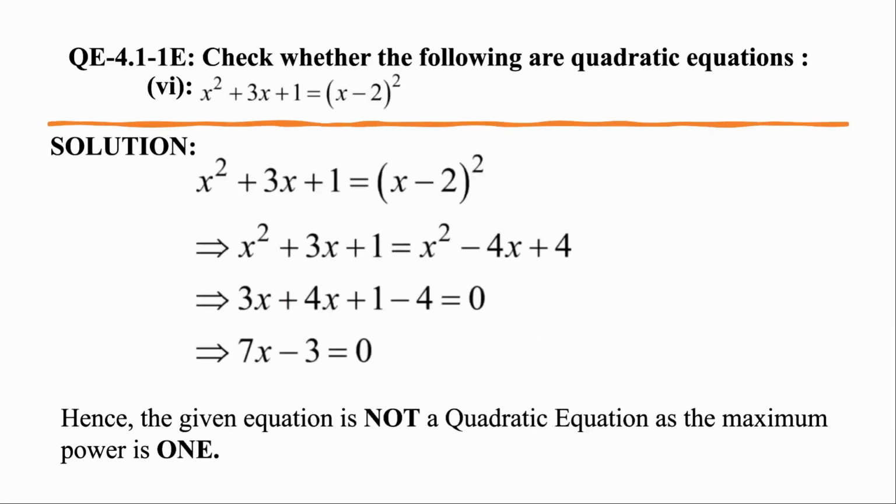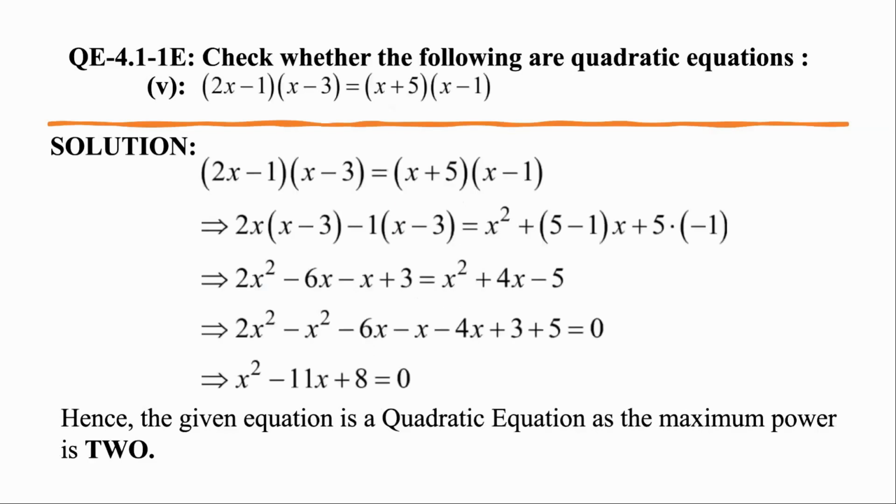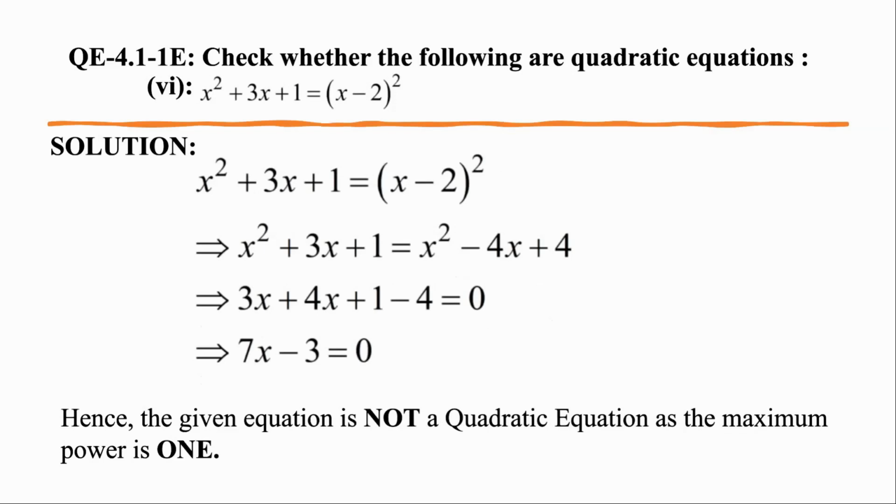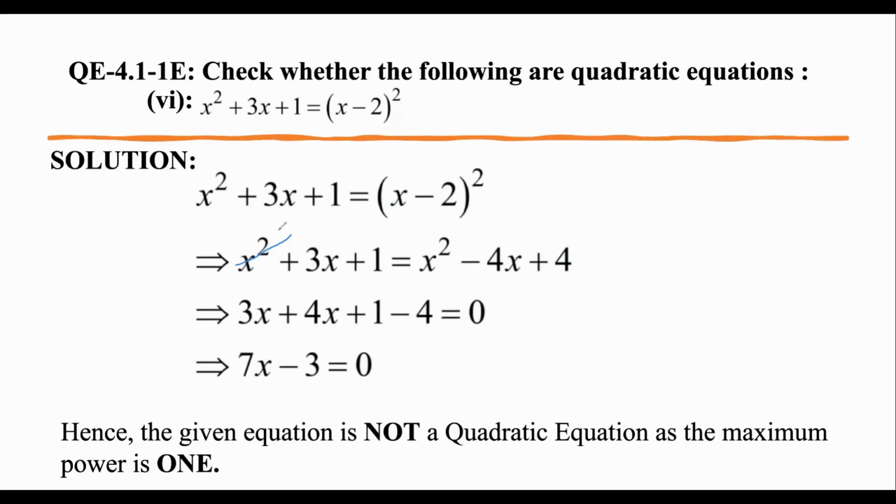Now the next question, number 5 6. On the left hand side, nothing needs to be expanded, as it is already in final form: x square plus 3x plus 1. But on the right hand side it is given in square form, x minus 2 whole square. So we expand it and get x square minus 4x plus 4. Now the right hand side has an x squared term, and the left hand side also has one, so we can cancel out both the x squared terms, and we get the rest of the terms.